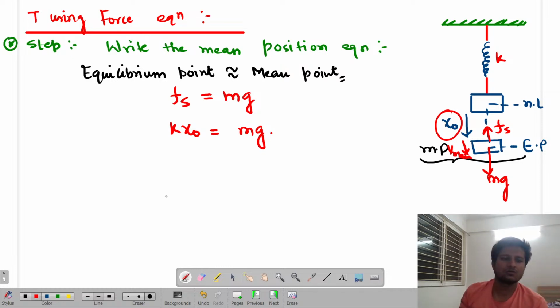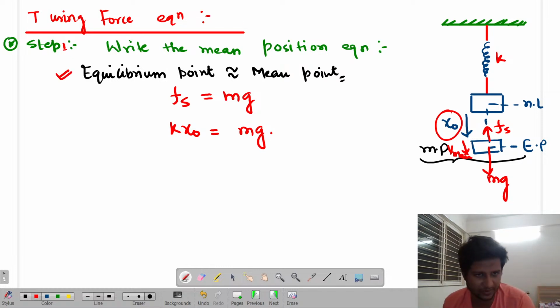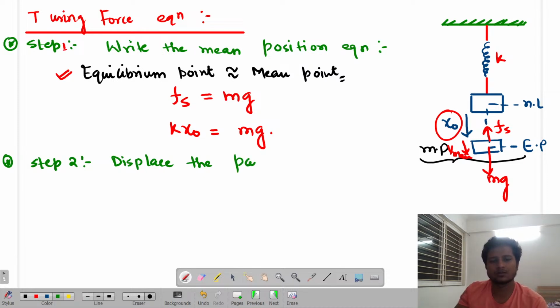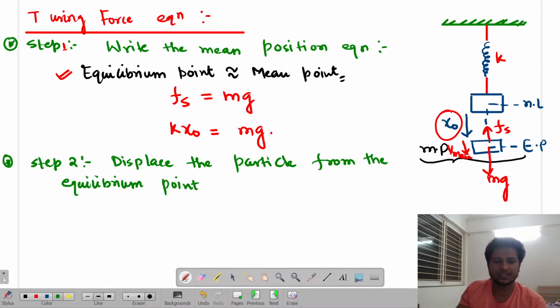Yeah. So now this was my first step, writing the equilibrium equation or mean point equation. After this comes step two. What comes in step two? That is, displace the particle. Step 2 is displace the particle from the equilibrium point by some distance x naught, by some distance x.